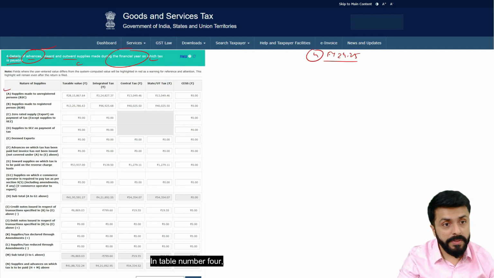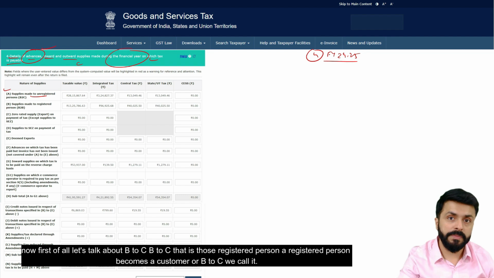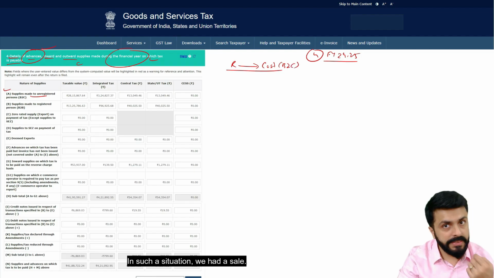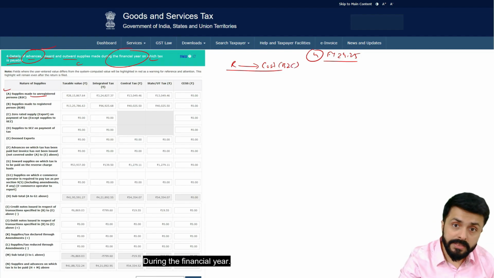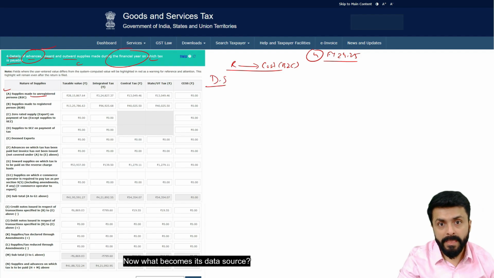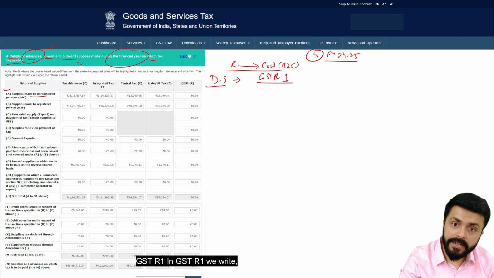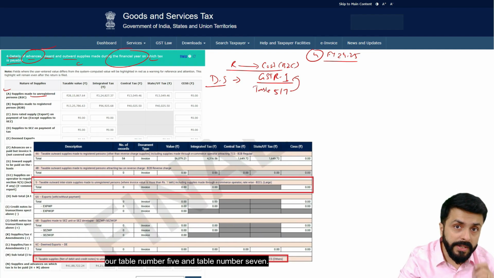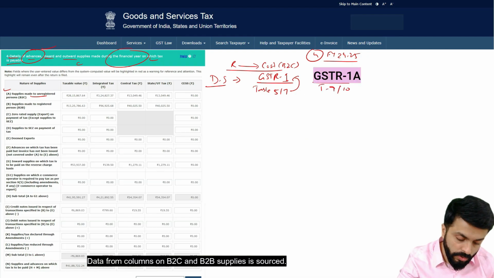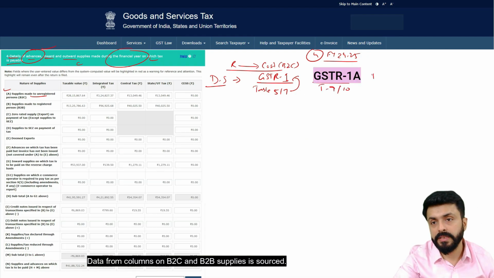In table number 4, first of all, let's talk about B2C, that is, supply to a customer who is not a registered person. In such a situation, we had a sale during the financial year. Now, what becomes its data source? If I refer to the data source as DS, then the data source will be our GSTR-1. In GSTR-1, we take data from table number 5 and table number 7 for B2C and B2B supplies.